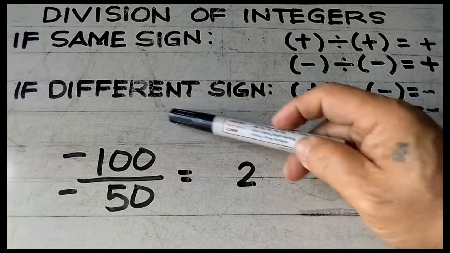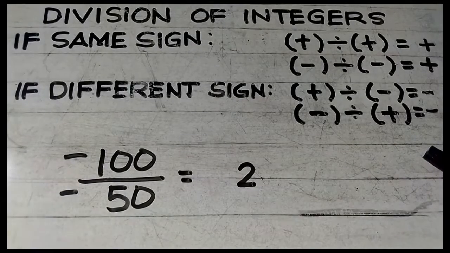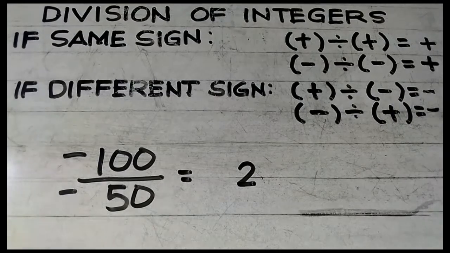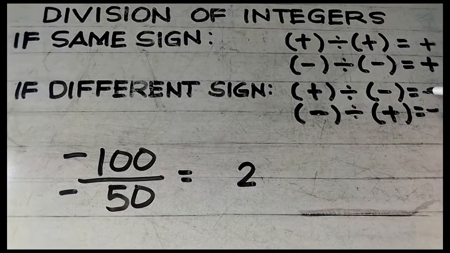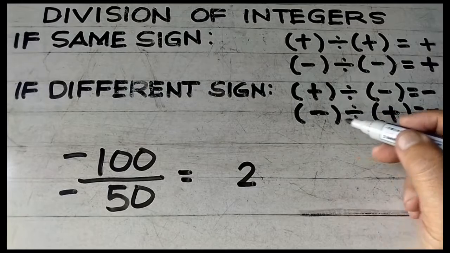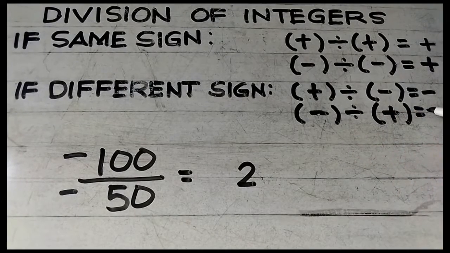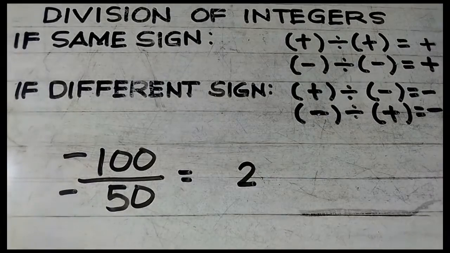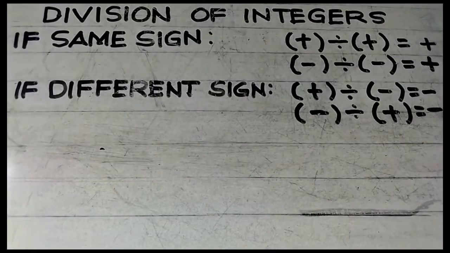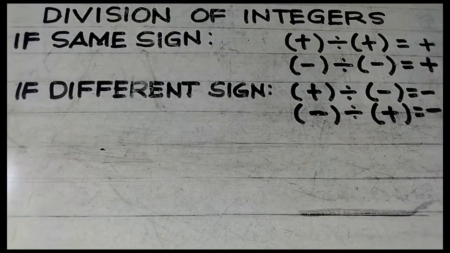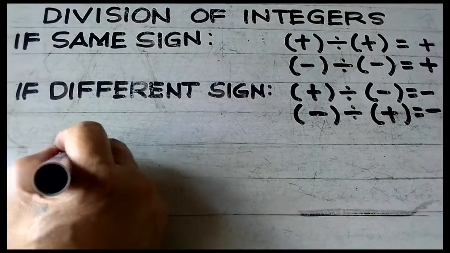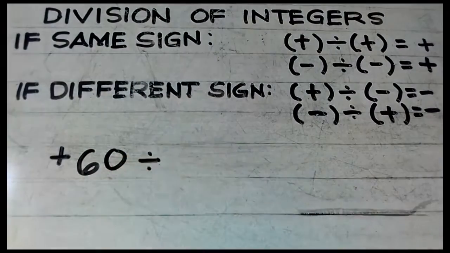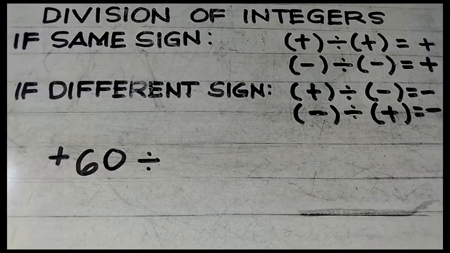So, sa different sign naman tayo. Kapag different sign, positive divided by negative is equal to negative, negative divided by positive is equal to negative. So ito ang example. Positive 60 divided by negative 10.